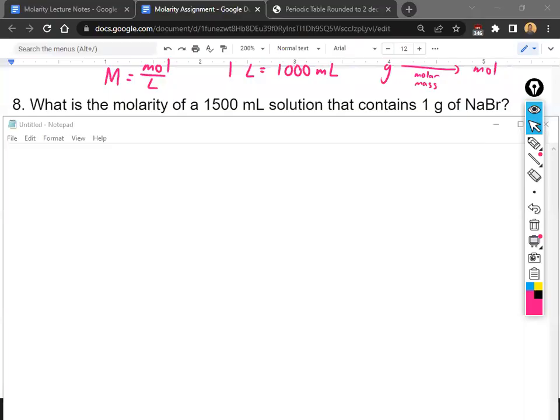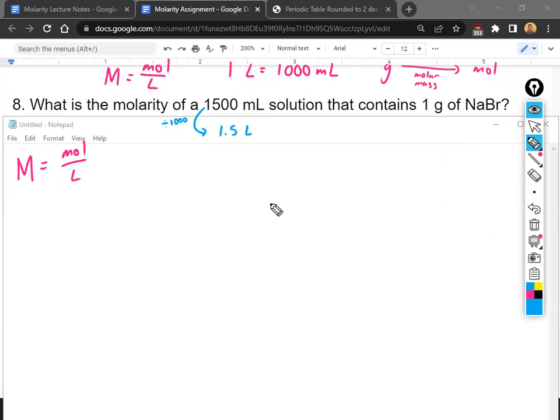All right. So number 8, we're looking for molarity again, same thing as before. So let's start by writing down the equation. We're gonna need to find moles and liters in order to solve this problem. Looks like both of our numbers don't work, so we need to change them. Let's start by changing milliliters. We're gonna turn 1,500 milliliters into liters by dividing by 1,000, and that's going to give us 1.5 liters.